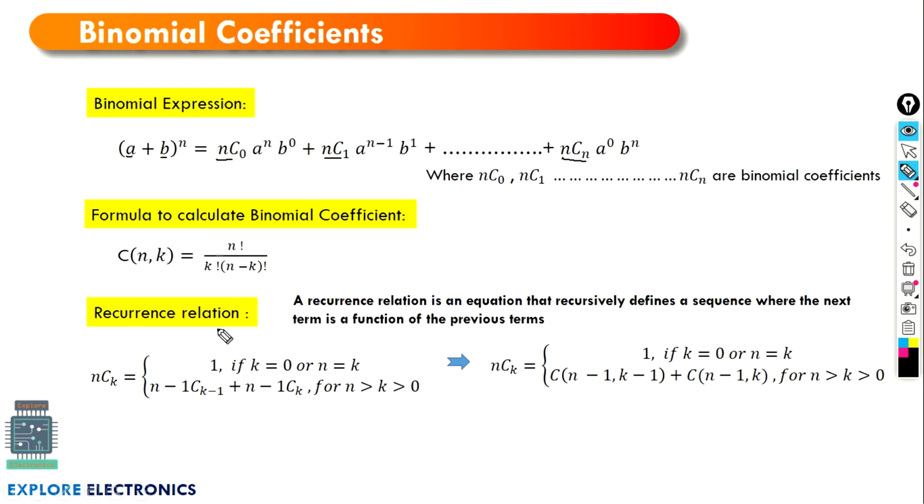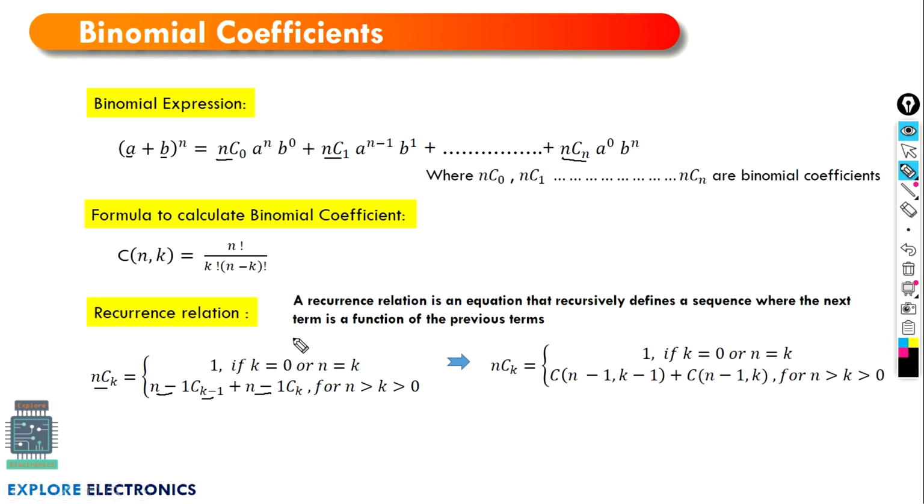We also have something called a recurrence relation. A recurrence relation is nothing but an equation that recursively defines a sequence, where the next term is a function of the previous term. So here you can see nCk. This is the term. To find this term, we need the previous terms. Here (n minus 1)C(k minus 1) is the previous term, and even here (n minus 1)Ck is the previous term. So the recurrence relation says that in order to find a term, a function using the previous terms will give you the next term. That is what the recurrence relation means.